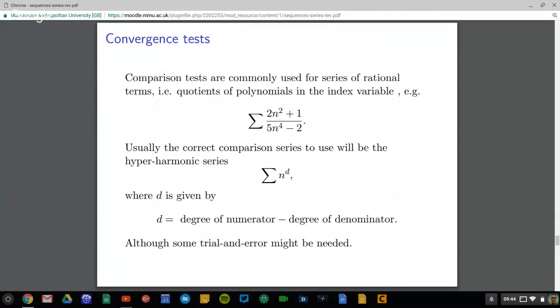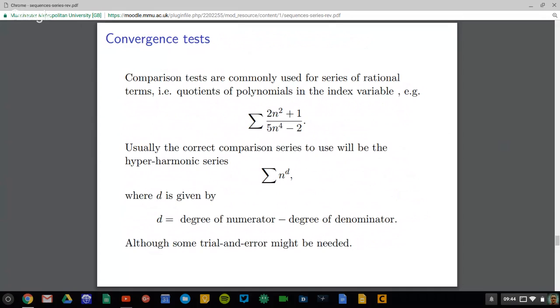Now, as I say, the task with these comparison tests is working out which series to compare to. As I said, these are typically used where the series you're looking at is a ratio of polynomials in the indexing variable. And the series you compare it to is the hyperharmonic series, the sum of n to the power d, where d is given as the degree of the numerator polynomial minus the degree of the denominator polynomial.